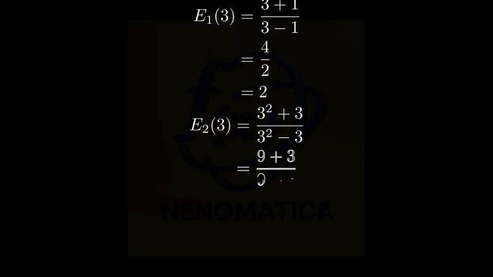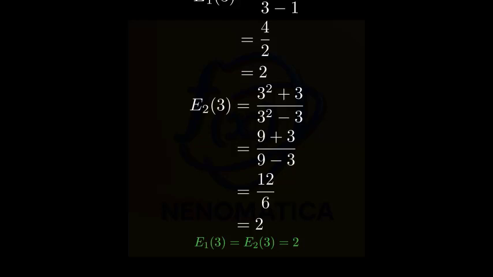Now for the second expression, substituting x equals 3, we get 3 squared plus 3 in the numerator. 3 squared is 9, plus 3 gives us 12. In the denominator, we have 3 squared minus 3, which is 9 minus 3, giving us 6. So we have 12 divided by 6, which simplifies to 2. So we can see that both expressions equal 2 when x equals 3.